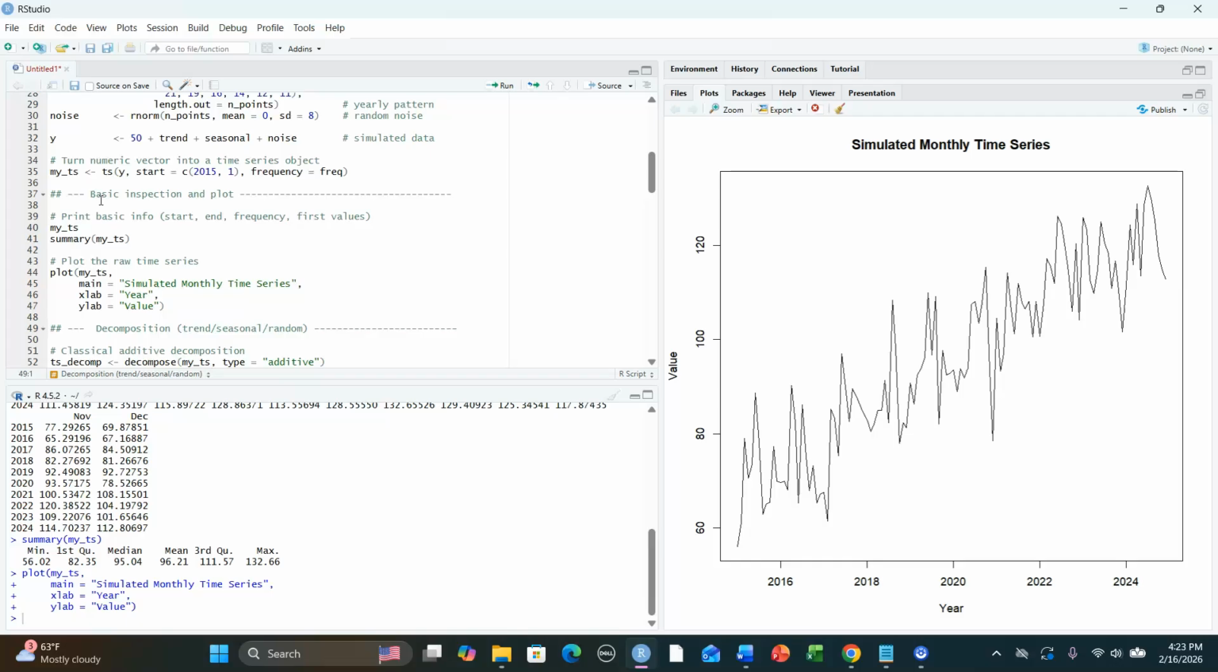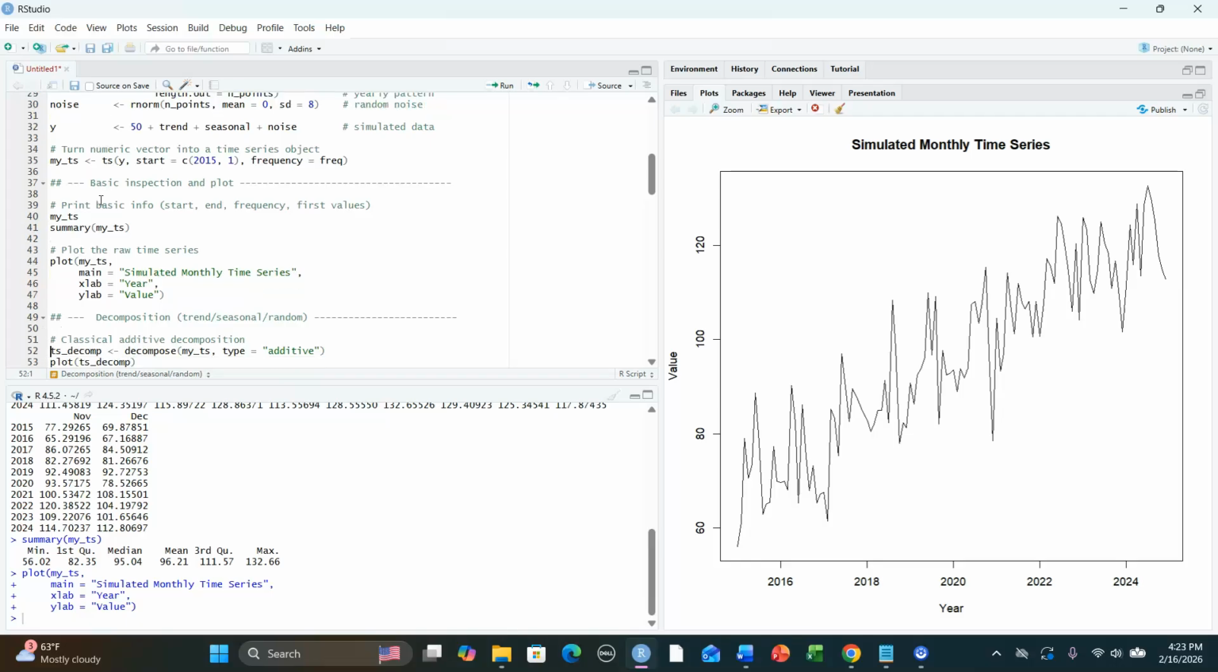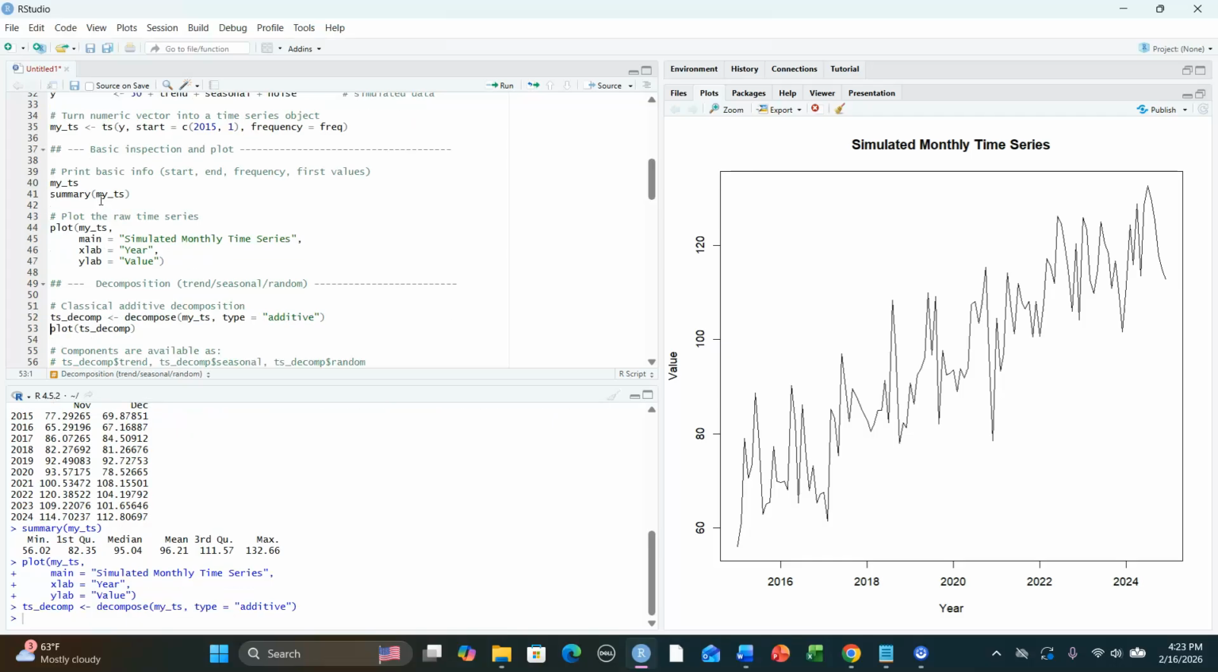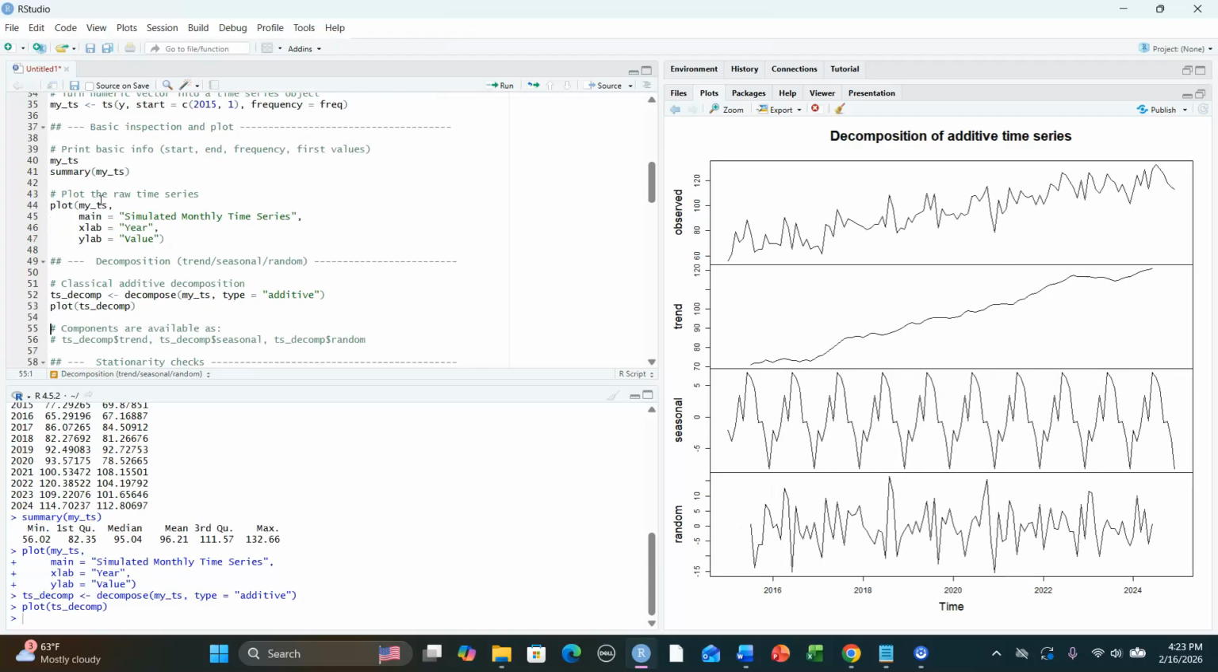And the second basic analysis of time series is decomposition. Basically, it decomposes the series into trend, seasonal, and randomness. Okay. So one thing, we have a classic additive decomposition. We can use the function decompose of my ts object, and we can say type equal to additive. And then we can plot them out.